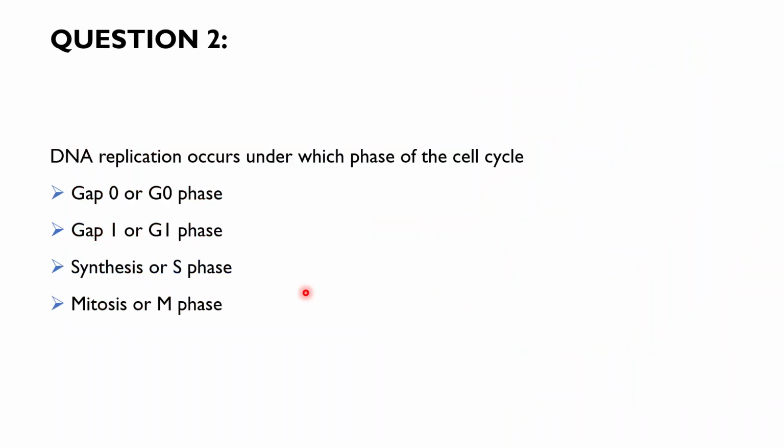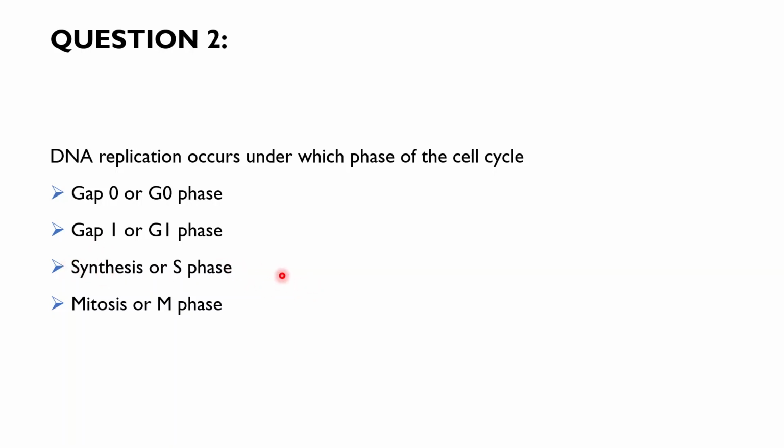DNA replication occurs under which phase of the cell cycle? Is it the gap 0 or the G0 phase, the gap 1 or the G1 phase, the synthesis or S phase, or the mitosis or the M phase? Again, you can answer. Yes, I do see a number of right answers in the chat box. So yes, it is the synthesis phase or the S phase.